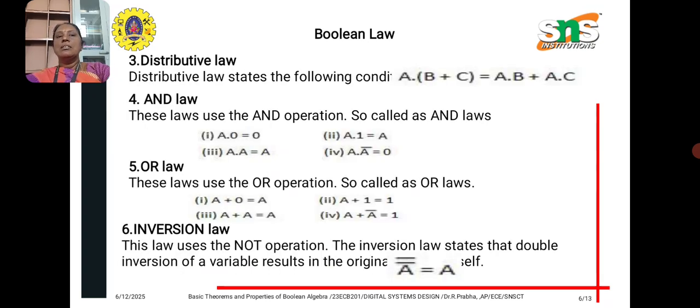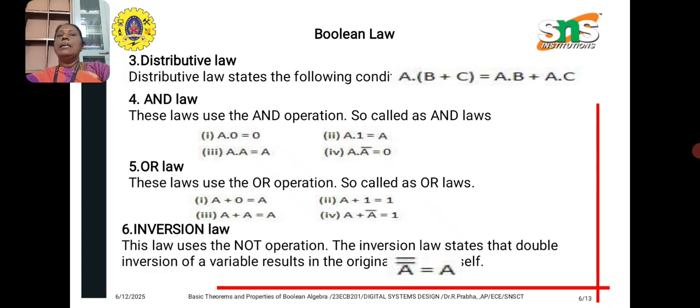And the third law is the distributive law. The distributive law states that a dot b plus c is equal to a dot b plus a dot c. And next is the AND law. The AND operation law is: a dot 0 is equal to 0, a dot 1 is equal to a. And the same operator and operations result in the same value.